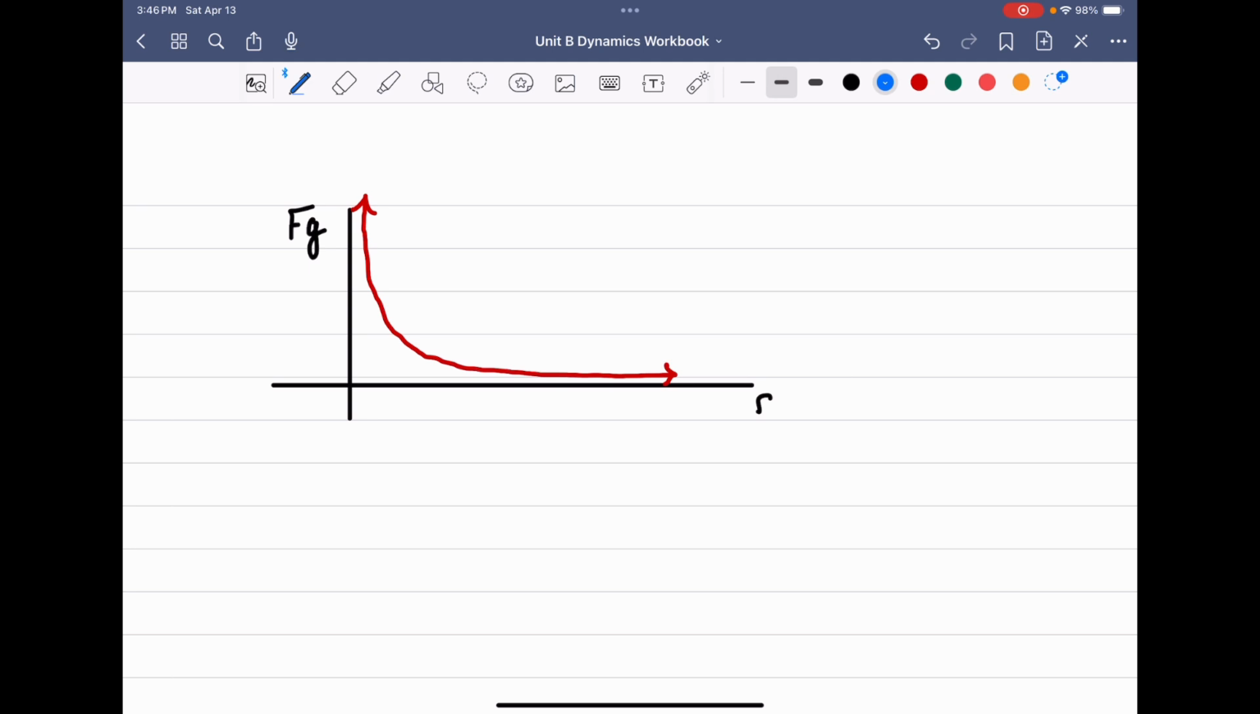If we want to instead talk about mass, which I'm going to write in blue here, if mass is related to Fg, it's directly related. So if I change one, it affects the other. And so we would see this as mass increases, Fg increases by the exact same amount.